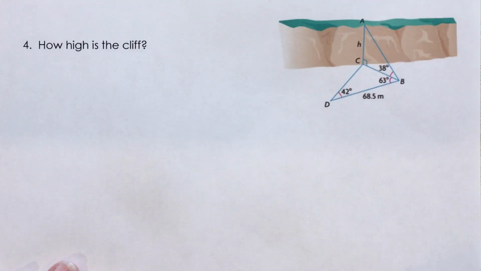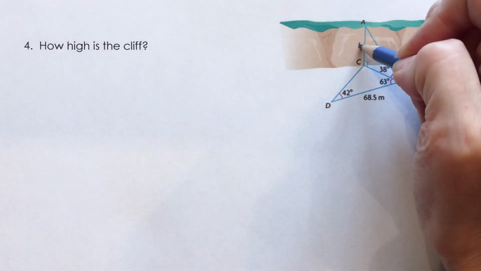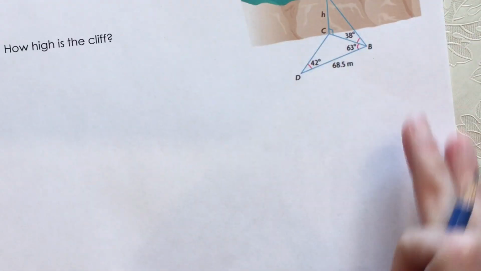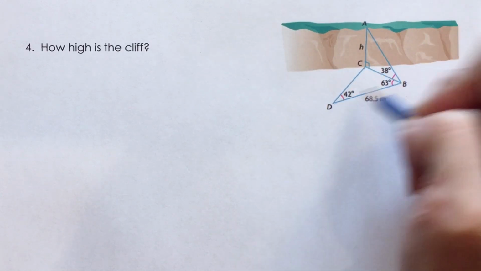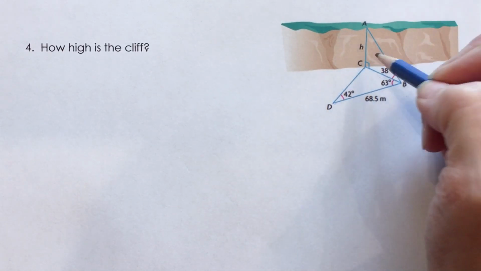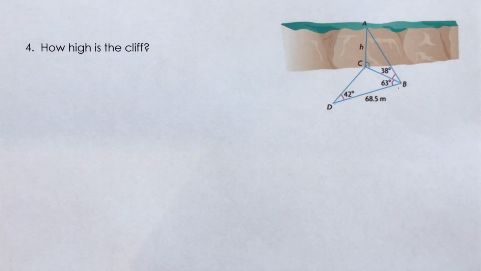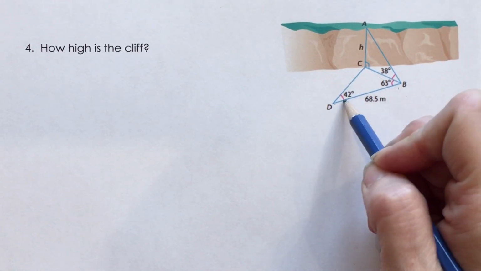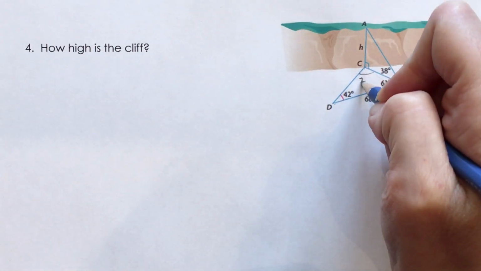Next question. How high is the cliff? Okay, so H, they've marked it on. That's what we want to find. They've shown that it's a right angle triangle. So this CDB triangle is flat on the ground, and then the CAB triangle is vertical. So that's why there's that 90-degree angle between the 2 triangles there for us. The triangle on the ground, we know 2 angles, so we actually know all 3 angles. We can figure that one out quickly. 180 minus 42 minus 63 gives us 75 degrees here.